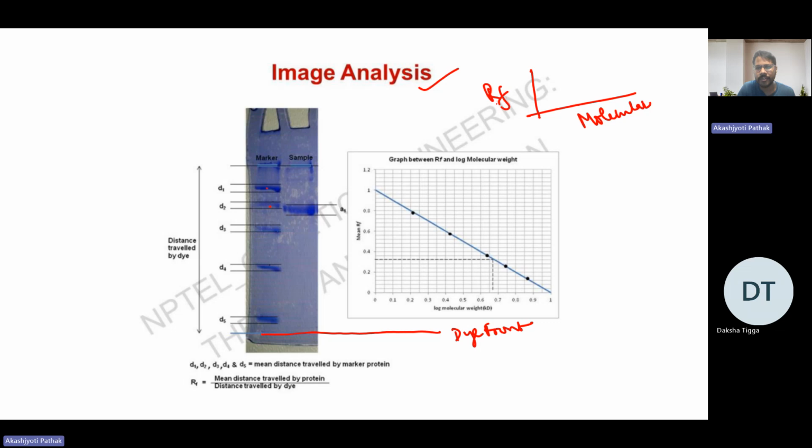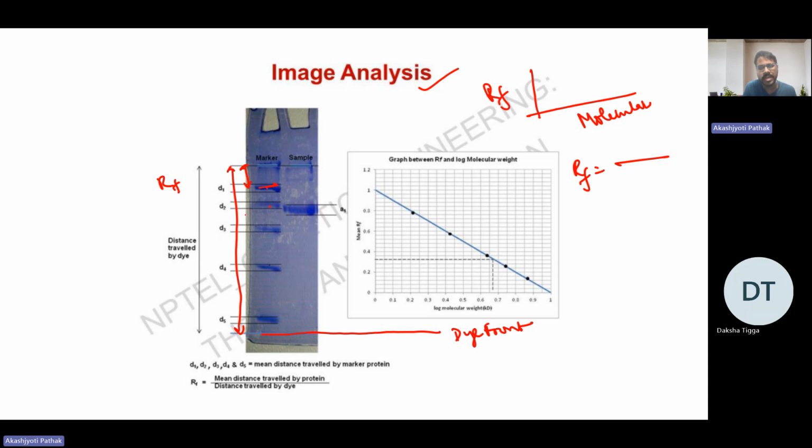So how do you calculate the RF? The RF is actually this. You can measure this using a scale as well, or using any analysis software. So how much this has moved compared to this one. That will give you RF. So RF is basically the migration of the protein band relative to the migration of your dye front. So how much distance this protein has traveled from the top compared to how much the dye has traveled. That will give you the RF. Each of these proteins will have a particular RF value. So your D1 will have a particular RF value, D2 will have another RF value, D3 will have another RF value.